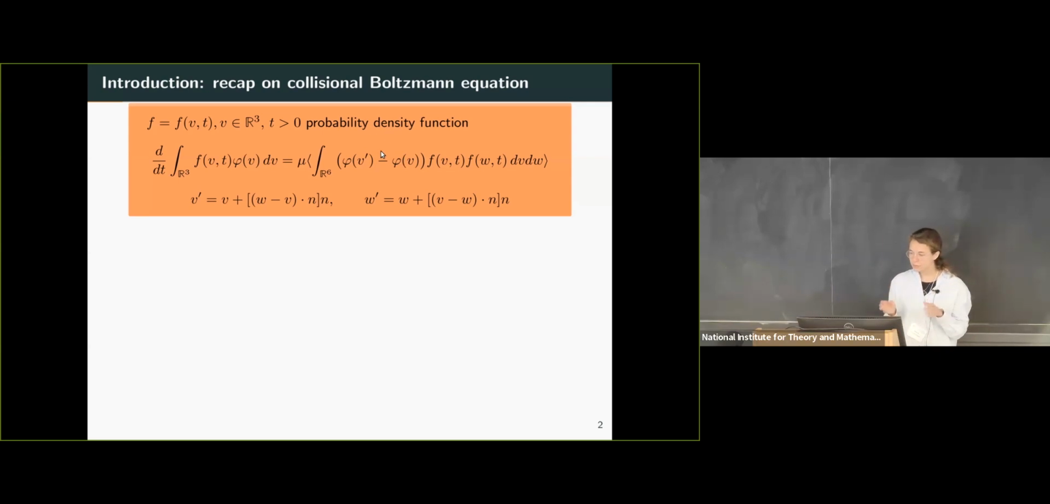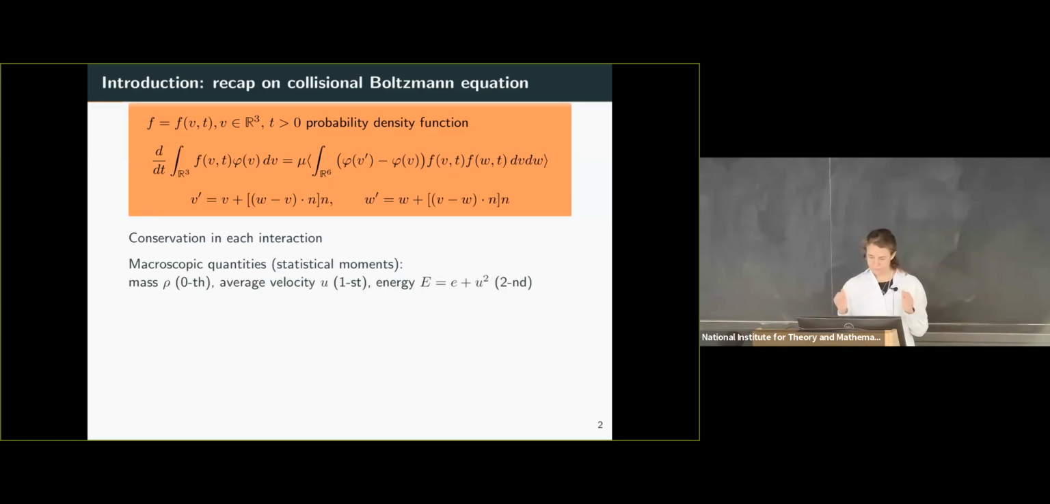So this is an integral partial differential equation, which is quite hard to handle. But it has good properties in this very simple case. In particular, you have this conservation in each interaction of mass, velocity, and energy. Of course, this conservation also happens at the macroscopic level, and macroscopic quantities are introduced as statistical moments of the probability density function. So we have the mass, the average velocity, and the energy, which are defined as the zeroth, first, and second order moments of f.